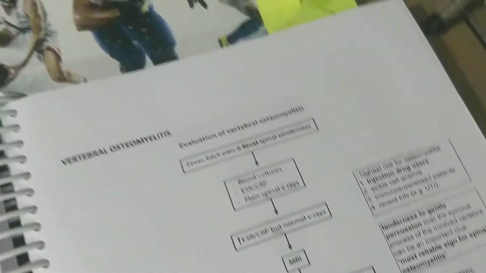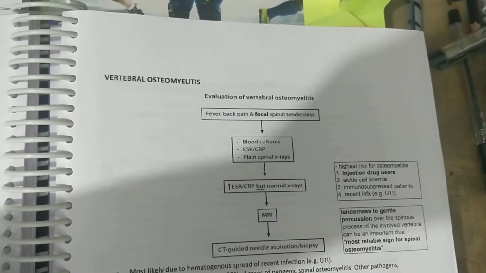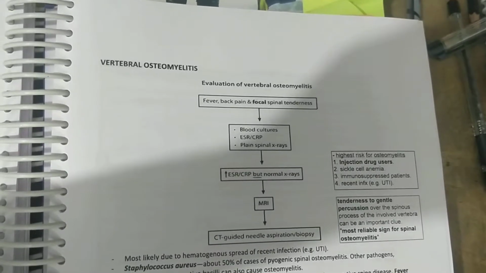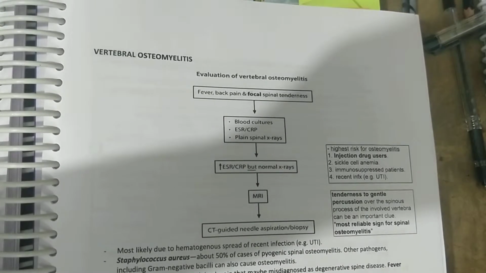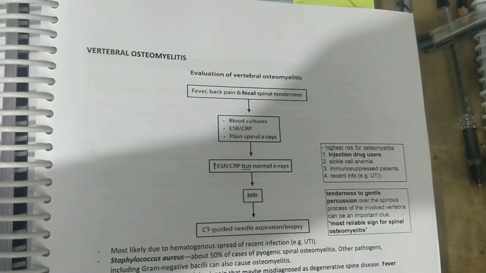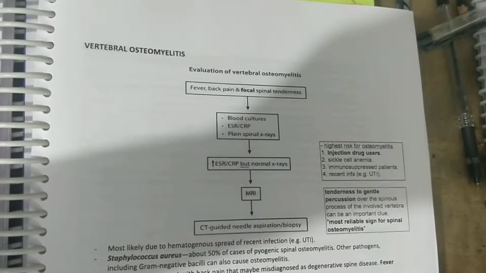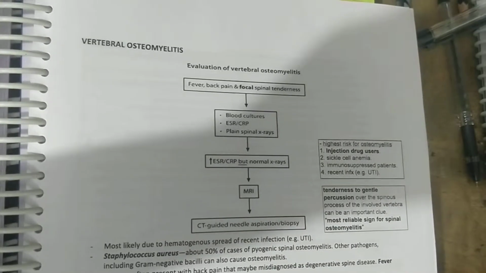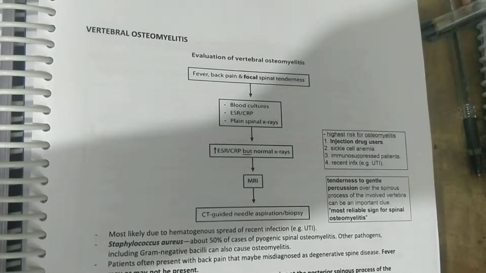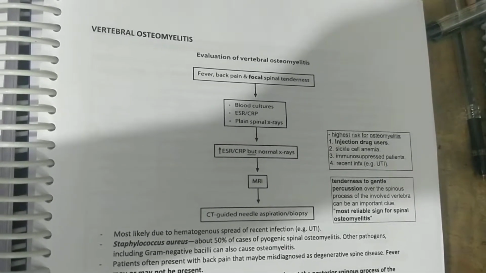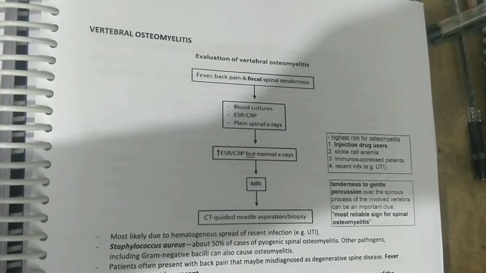So vertebral osteomyelitis, the features will be the same, that is fever, back pain, and focal spinal tenderness, same. And what investigations I told you? CBC with ESR, CRP, blood cultures, and plain spinal X-ray. If X-ray fails, then ESR and CRP are raised, but normal X-ray, then MRI, and instead of blood culture, we will do a CT guided needle aspiration or biopsy of the bone. Highest risk of osteomyelitis, always remember, in IVDU, IV drug users.